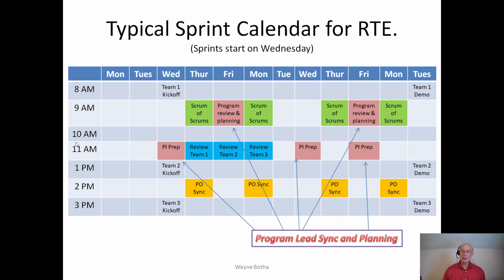Another aspect of the release train engineer task is to ensure that communication takes place across the program lead team. In this case, I've scheduled meetings for the program review and planning and specifically for PI prep. This makes sure that when we get to the next program increment event, the backlogs are ready, they've been prioritized, we have business values assigned.